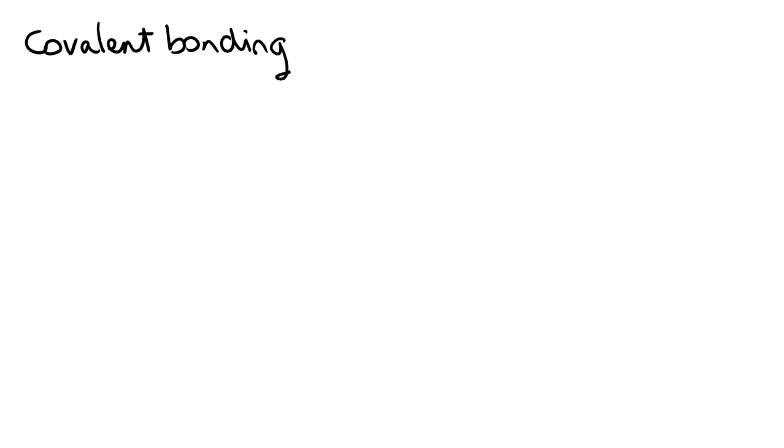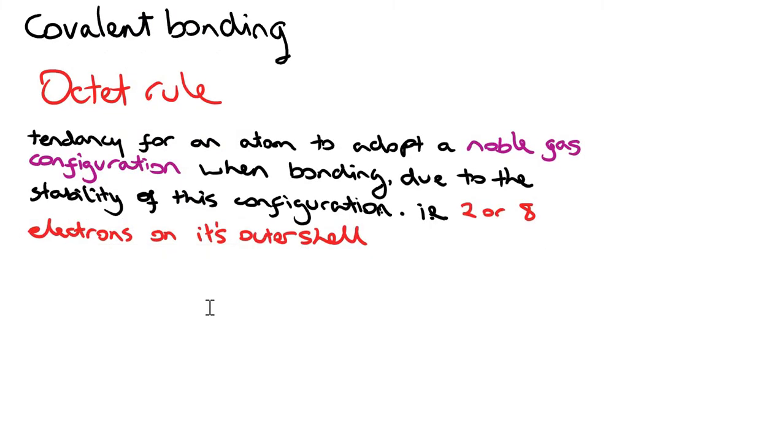Before I start drawing out electron shell diagrams, we're going to talk about a rule called the octet rule. The octet rule states that there is a tendency for an atom to adopt a noble gas configuration when bonding, due to the stability of this configuration. That just means either 2 or 8 electrons on its outer shell. Now there are exceptions to this rule. For example, boron and aluminium, when they bond covalently, will not form 8 electrons on their outer shell. And something further across the period in the periodic table, like sulfur or chlorine, can have more than 8 electrons on its outer shell. But this is just a general rule that atoms tend to obey.